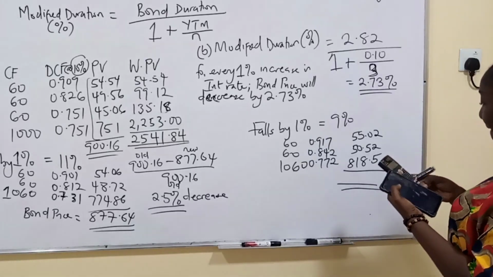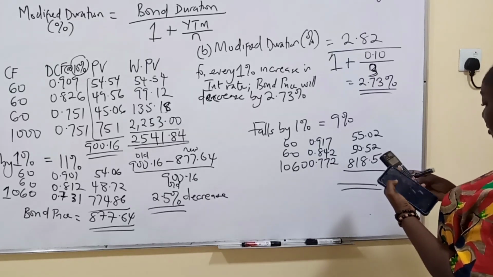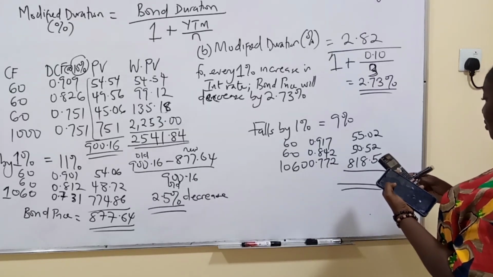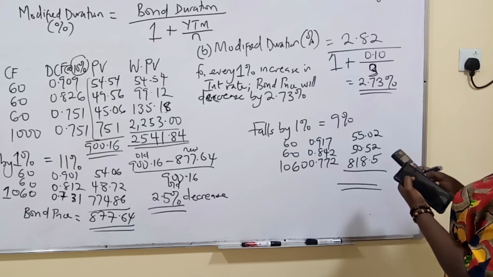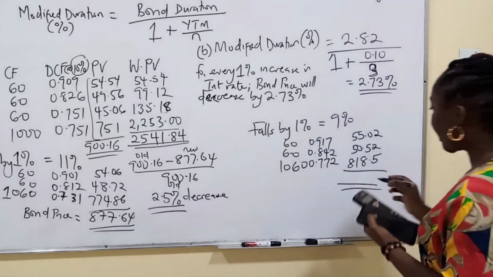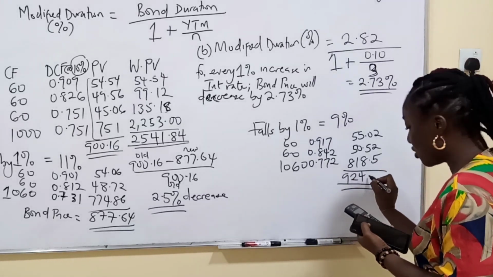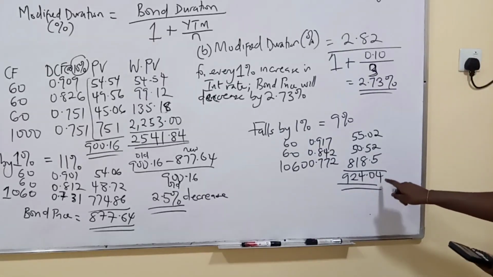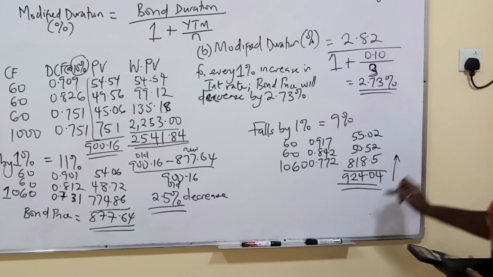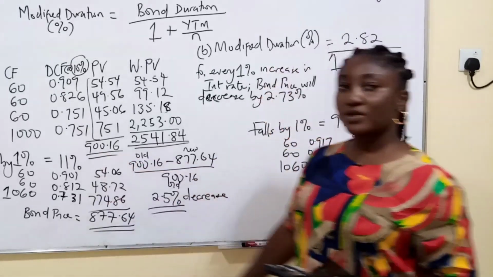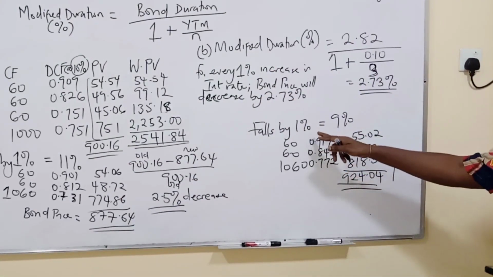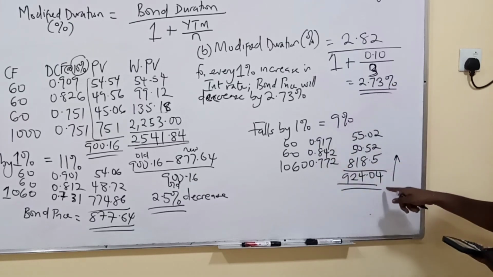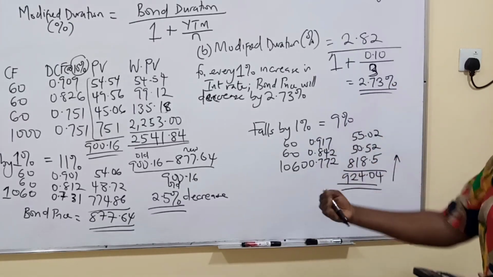Adding 55.02 plus 50.52 plus 818.5 gives you 924.04. Can you see? 924.04 is higher than 900.16 because when an interest rate falls, the bond price will go up. So what is the percentage change?